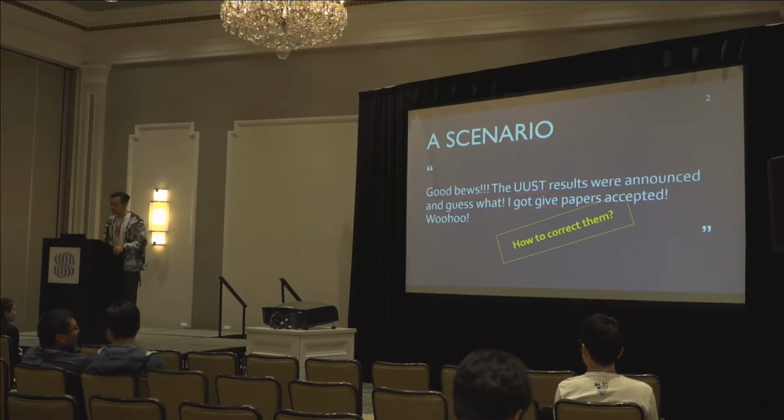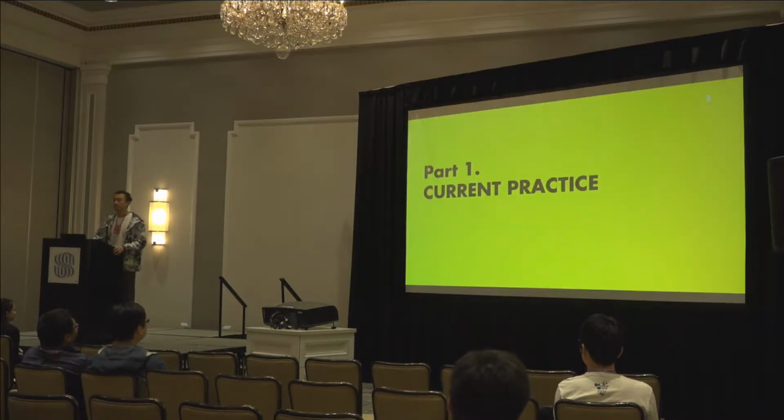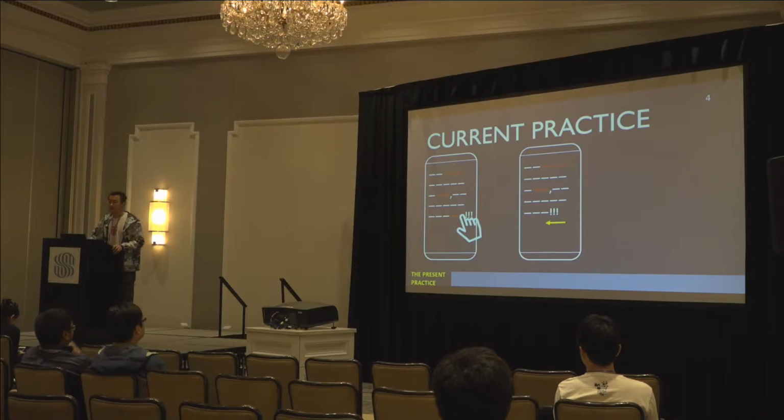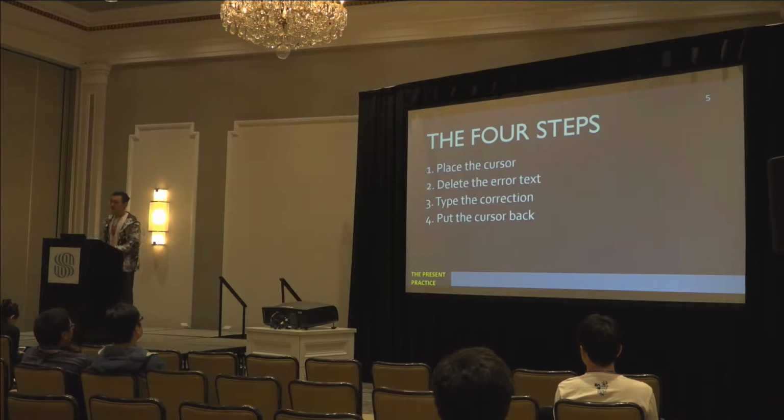So what do you do to correct them? Let's see what we can do on current phones. The first way is to use your finger to move the cursor to locate the error, and then delete it, and then retype the correction again. So there are 4 steps. The first one is place the cursor, and then delete it, and then type the correction, and put the cursor back if you want to continue typing, right?